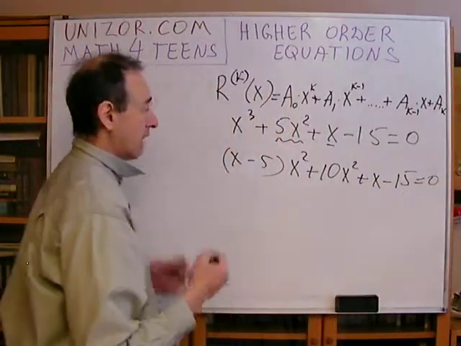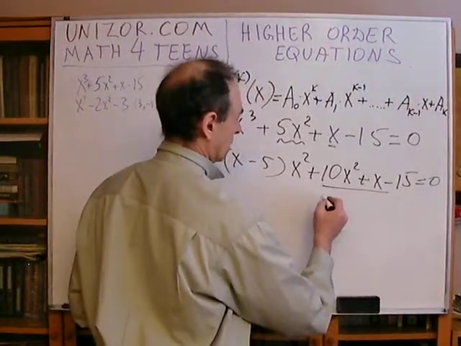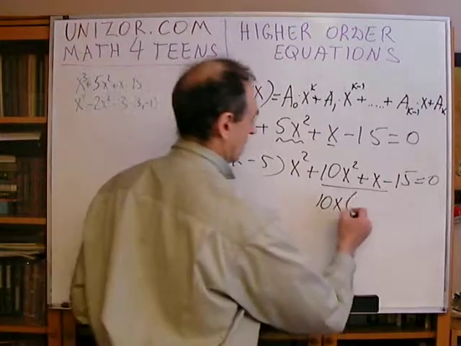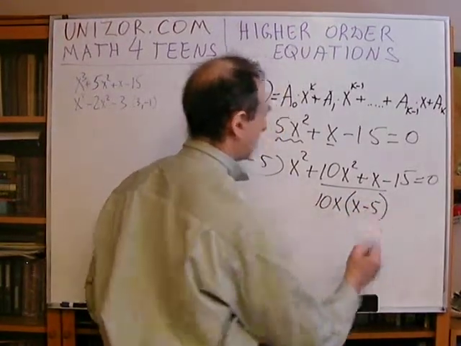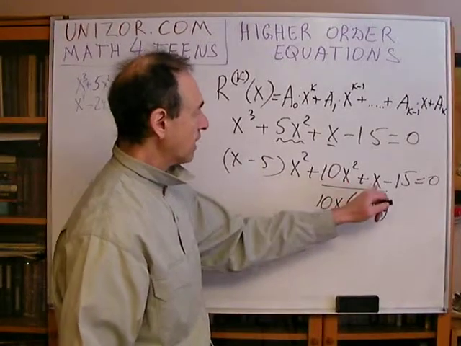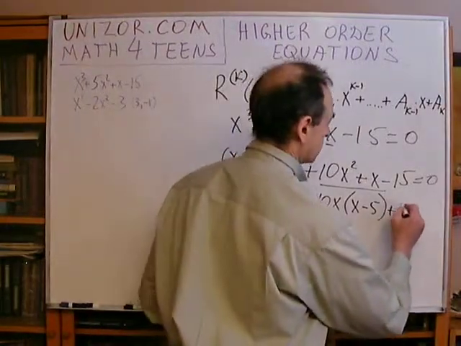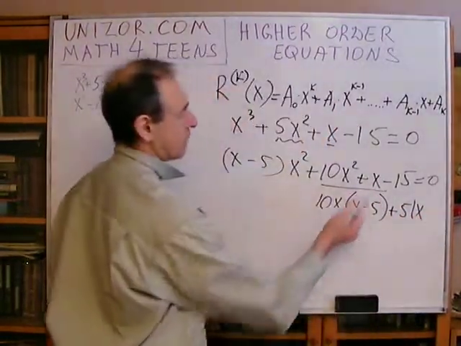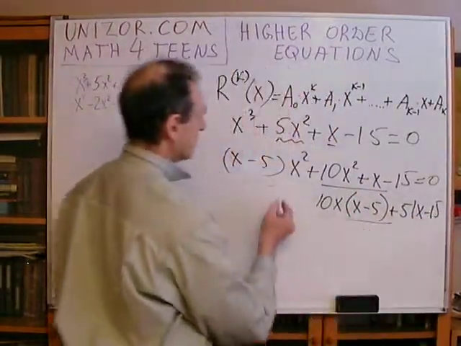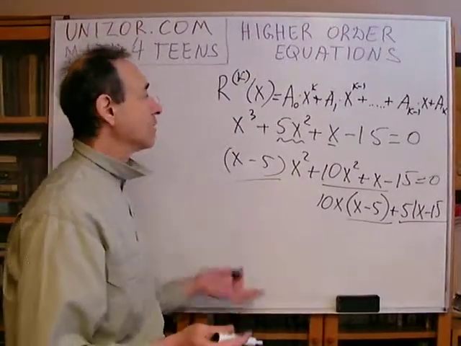Now, I need x minus 5 again. If I factor out 10x and get x minus 5, what do I have? I have 10x squared, so this is fine. But now I have plus x, but here I have minus 50x. So I have to add 51x to satisfy this. And minus 15. Again, x minus 5, but this is something which is completely extra. So x minus 5 also doesn't work.